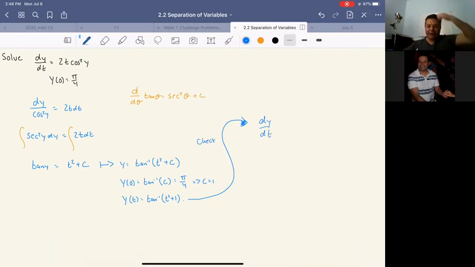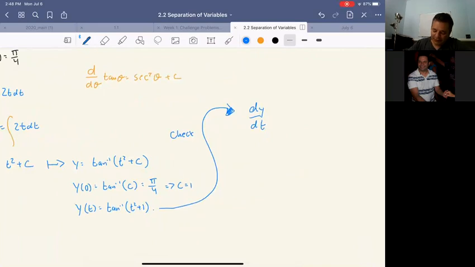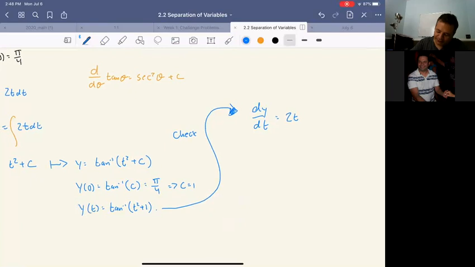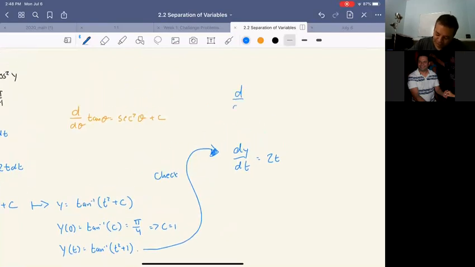dy dt is going to be 2t times the derivative of the arctan, right? What's the derivative of arctan? 1 over whatever you're taking. Let me write it out. Why did you guys make me do this one? I did not want to do it.